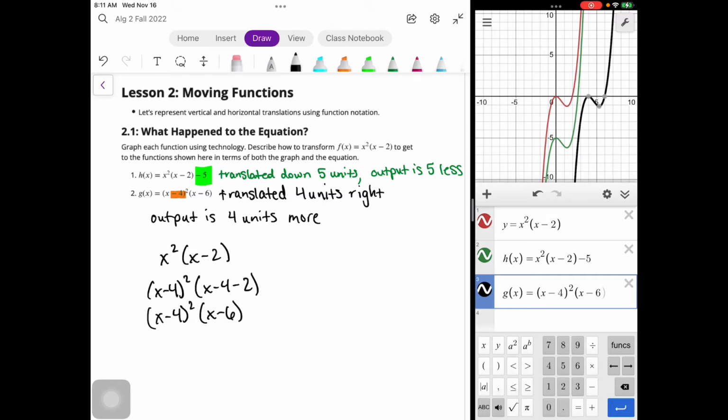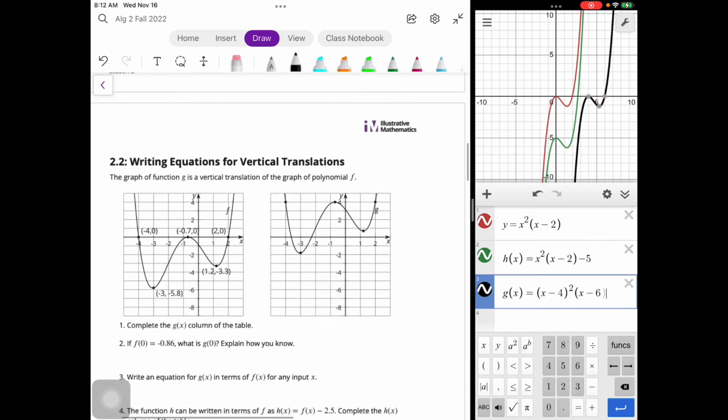But keep in mind that when you're adding or subtracting the x value, you have to think opposite. So when you're subtracting 4 from the x value, you're actually moving to the right, which is positive. If we were to add 4 to the x value, we'd be moving to the left, which is the negative direction. So when it's a horizontal translation, you have to kind of think backwards.